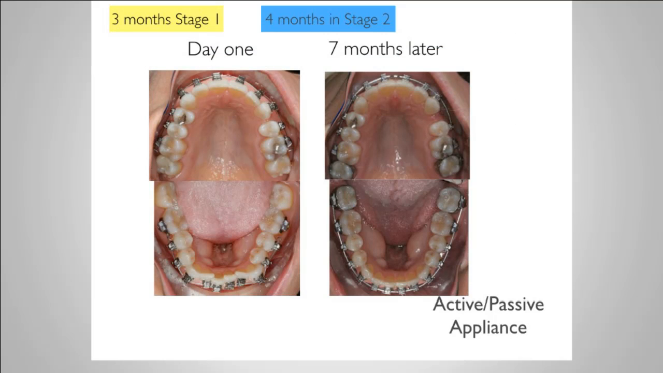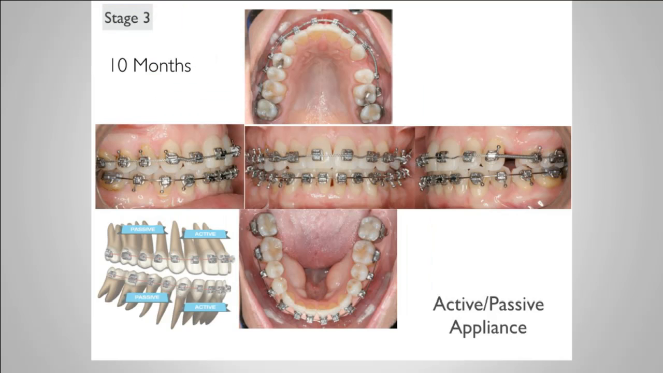Occlusal views of those same images. Day 1 on the left, 7 months later on the right. Look at tooth positions, tooth angulations, and the amount of space that's being opened up. 10 months into treatment, I'm beginning the finishing stage, or stage 3. I'm using a flexible wire with step-down bends to give us the overbite and cuspid intercuspation that we need.